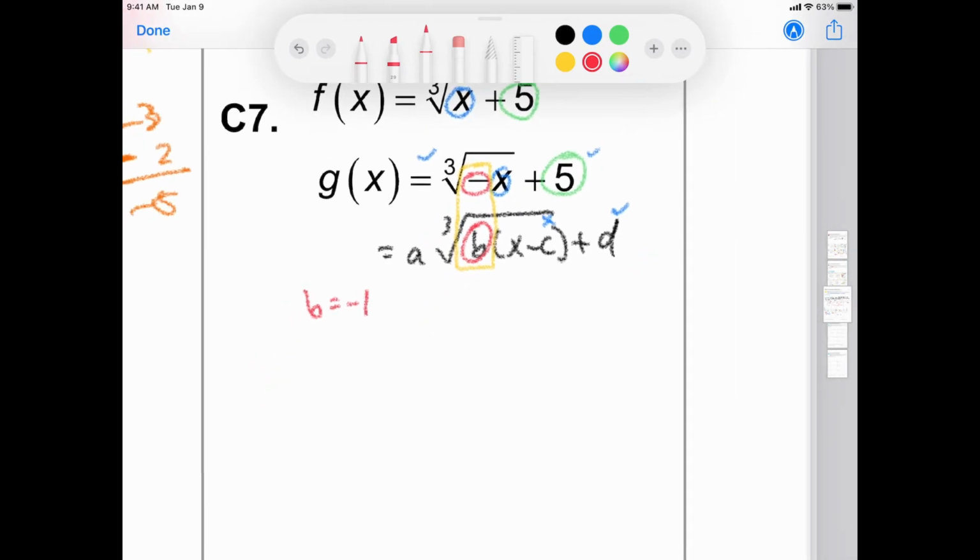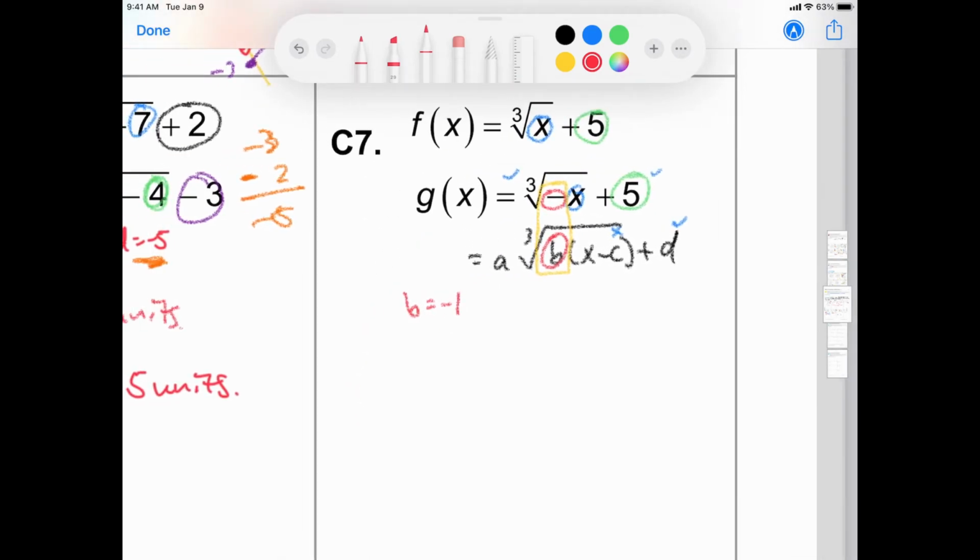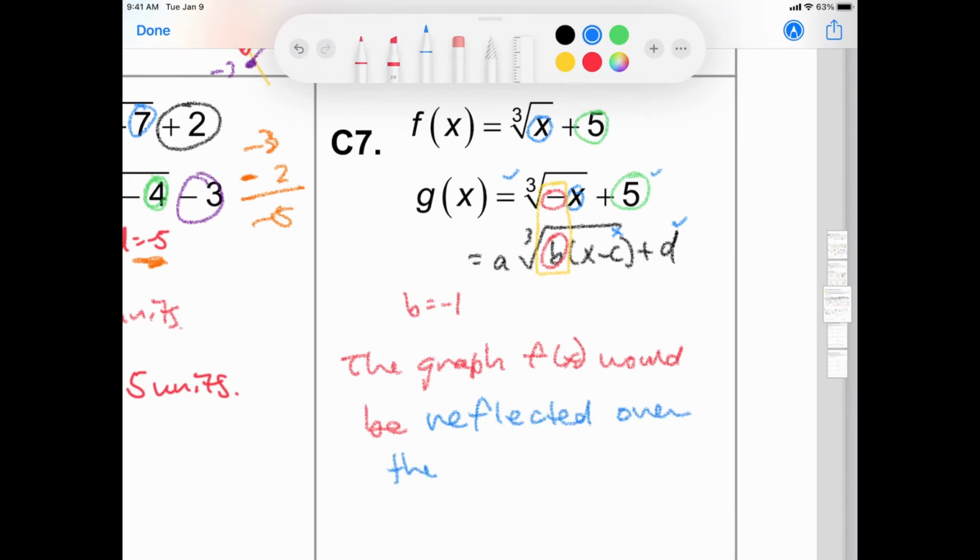So if you look back at your notes, what happens when your b value is negative, or the negative's inside? You have basically the graph of f of x reflected over the y-axis to create g of x. So that's what b equals -1 does for C7.